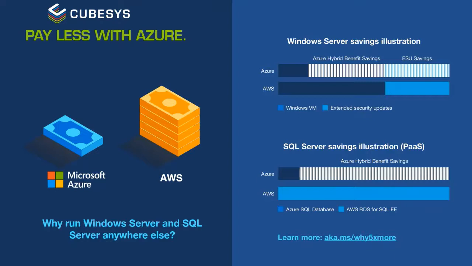So in a Hybrid Benefit scenario, you've got Software Assurance on your licensing, and what you can do is maximize the reduction of cost by moving yourself into a platform as a service, for example, the SQL environment down there on the bottom right. And at the top, you've got an illustration around the Windows Server savings, again comparing it directly to Amazon. So you're still paying for the Windows license inside Amazon, whereas under Hybrid Benefit inside Azure, you're going to have some of those cost savings.